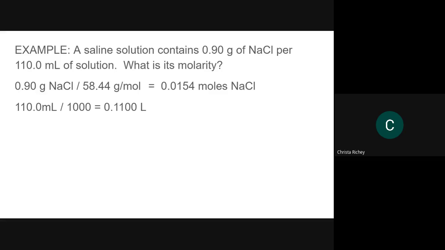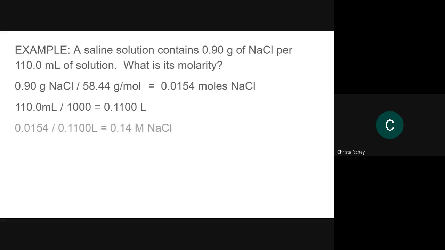Now, I could have done this instead. I could have done 0.90 grams over 58.44, and then I would have divided that by the liters. I could have done it all together, but I don't want to confuse you by putting division in division. So I just did them separately.